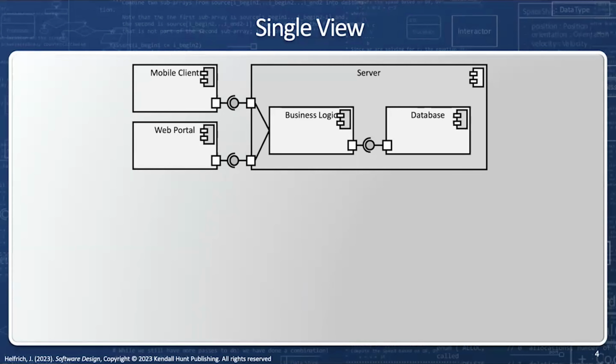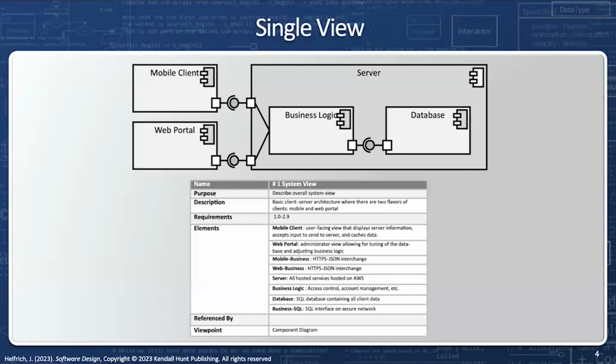For an example, take a look at this view. We have a mobile client, a web portal, and a server has a subcomponent of a business logic and a database. If you look at this by itself, you have many unanswered questions. The design information will help us understand it. First of all, it's going to give us a name and a number for this view. This is the system view. Its purpose, describe the overall system. A description, the basic client-server architecture, where there are two flavors of clients, the mobile and web.